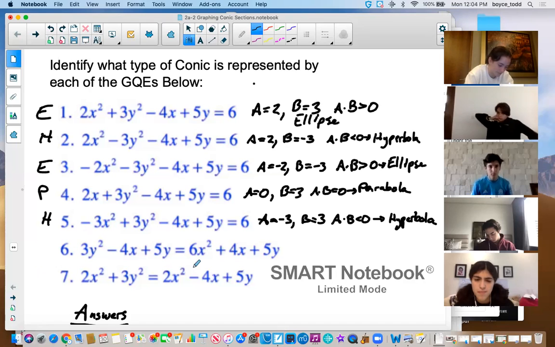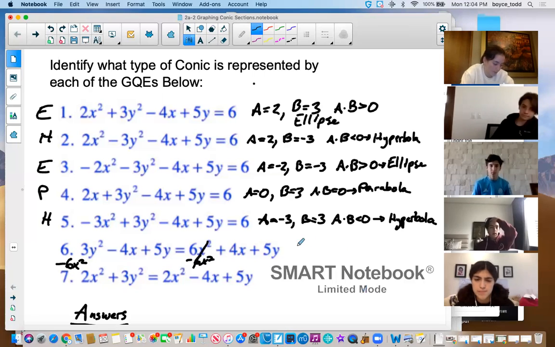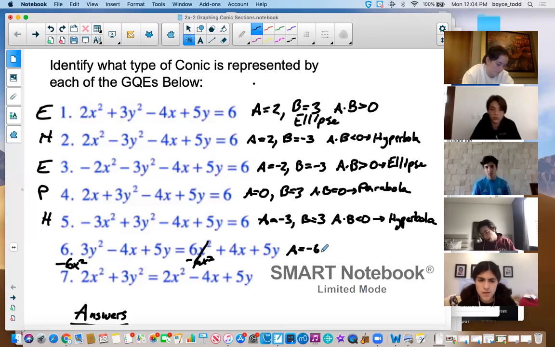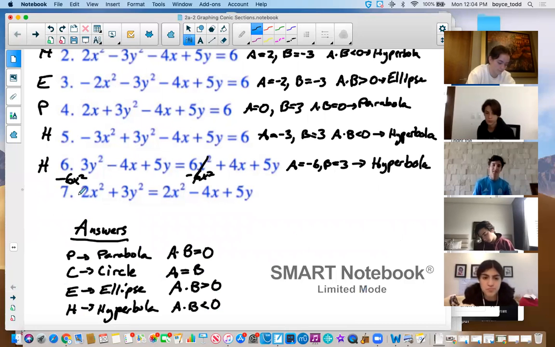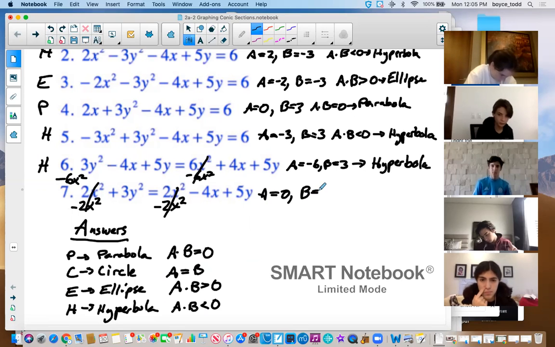Then here you have to do a little bit of simplifying. You just have to bring the 6x squared over to the other side, so it's -6x squared, because you do want to make sure they're on the same side of the equation. If you do that, you get A equals -6, B equals 3. So that would be a hyperbola as well. And the last one: when you cancel this out, you're left with 3y squared, and that means it's a parabola because your x squared goes away. So A is equal to 0 and B is equal to 3. That's a parabola.